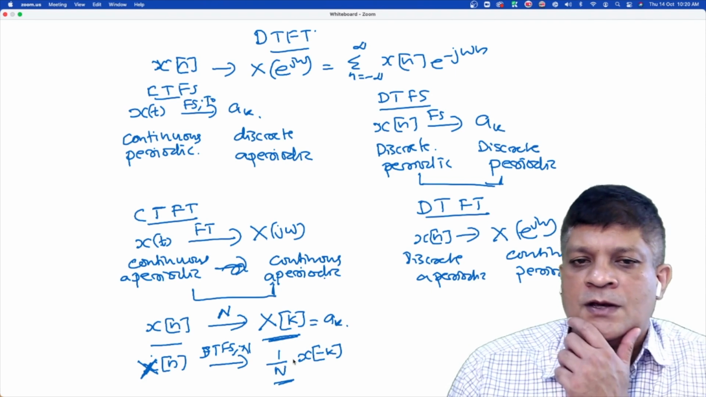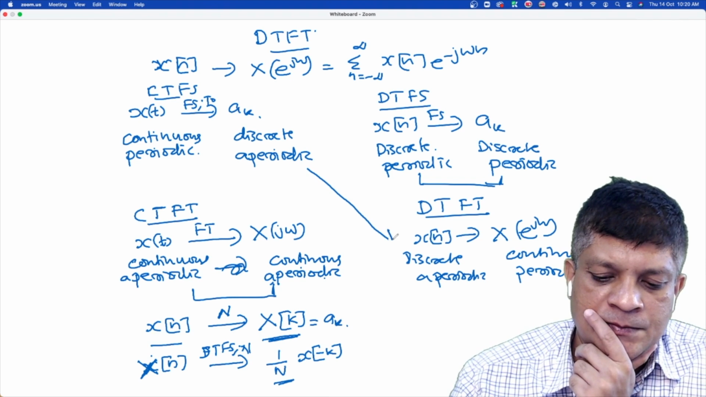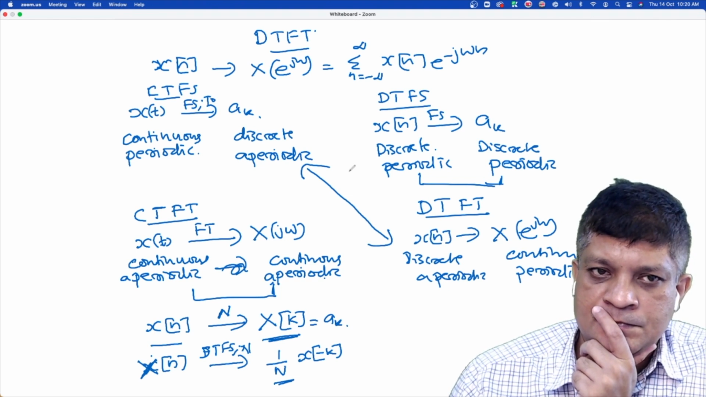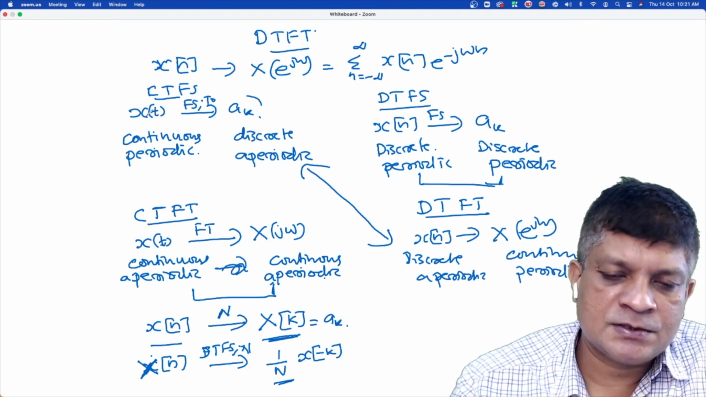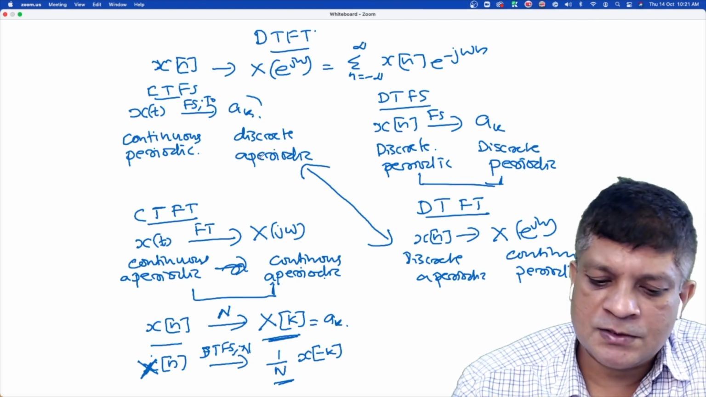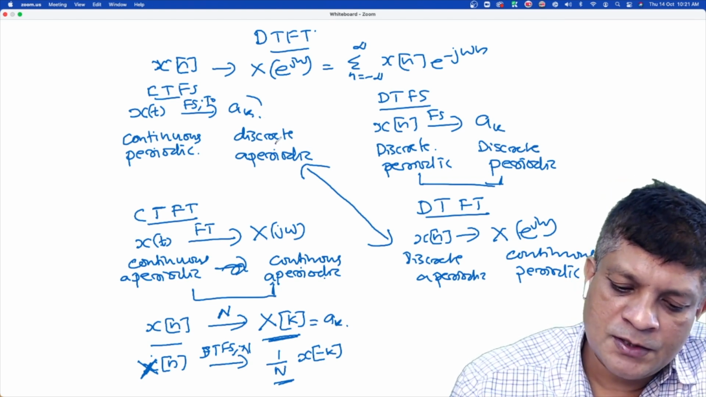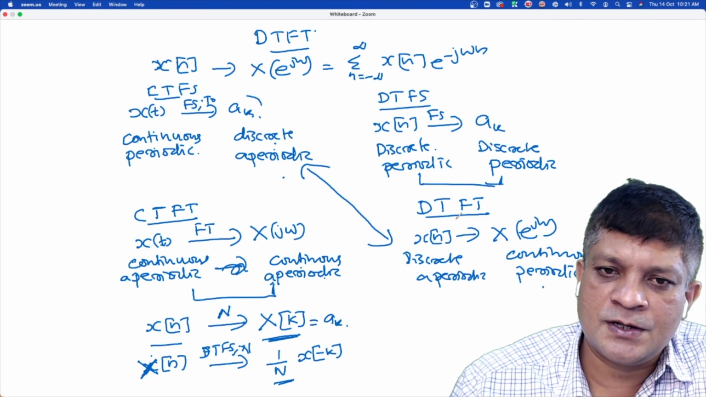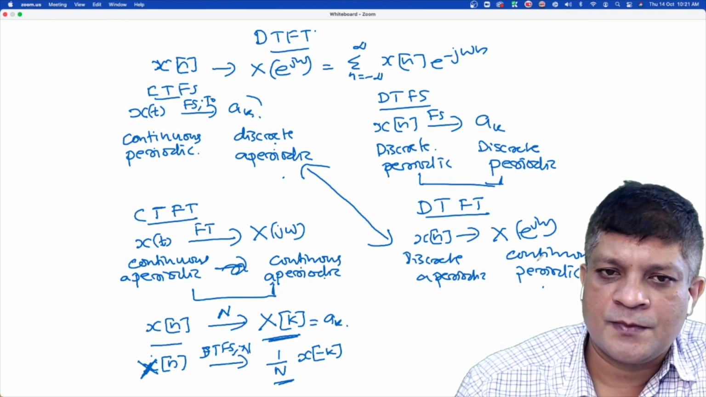Now, can you identify any other duality here? CTFS to DTFT. Is there any duality here? If we have a periodic signal x(t), its Fourier series coefficients are discrete anyway. It is a series, so discrete and aperiodic. And if you consider a discrete time signal, its Fourier transform is a function of a continuous variable and periodic. So there is a duality.